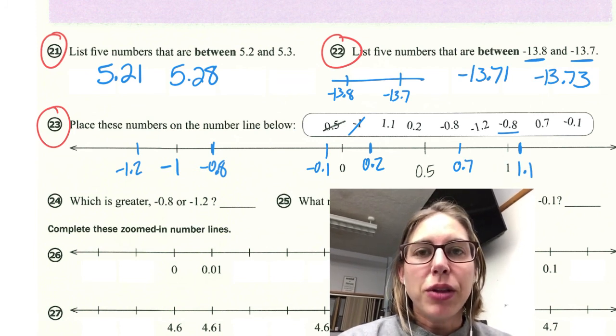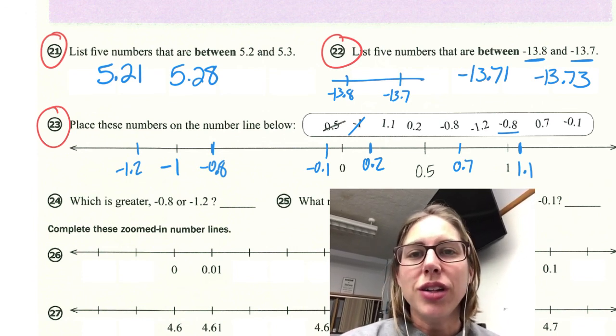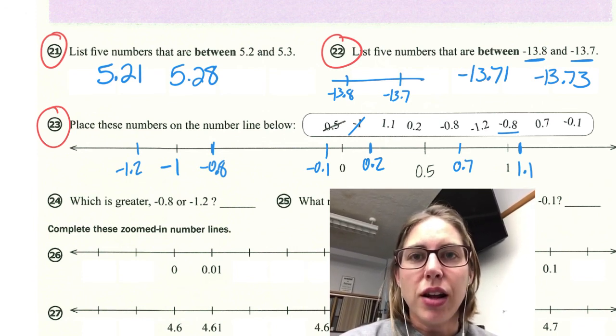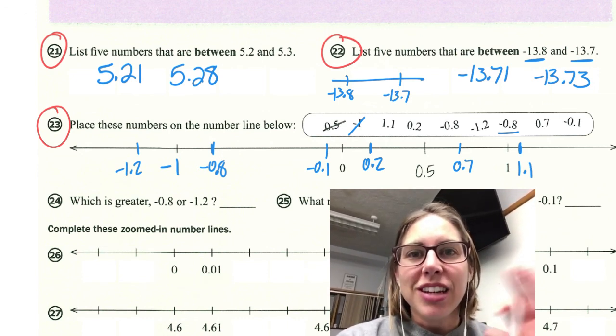Okay, so that's it with placing decimals on the number line. As you do this, just make sure that you're keeping track of what is bigger and what is smaller on the number line. So draw that out when you need. Make sure you're asking questions, get onto those practice problems. Good work, guys.